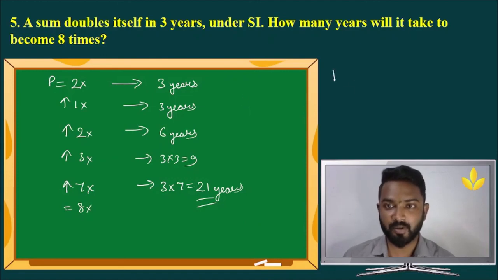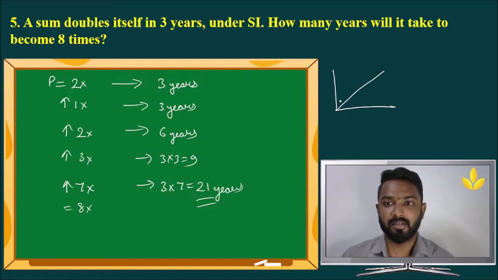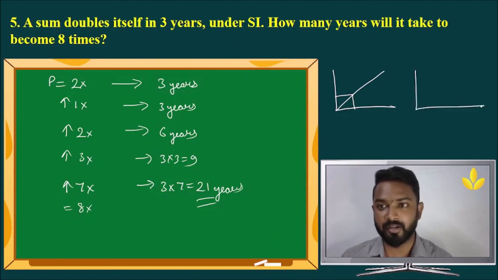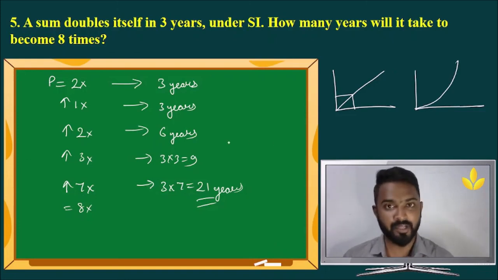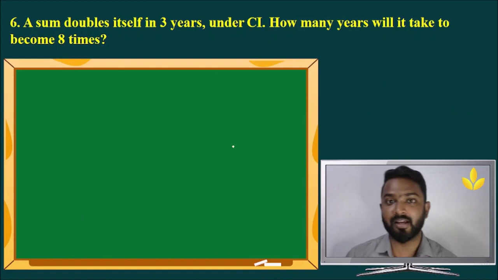Simple interest always is a linear graph like this. The simple interest increases linearly as the time increases, but compound interest increases exponentially like this. Let's do the next question. You'll understand it better. So for the same data under simple interest, it took 21 years. Let's see in compound interest, it will take how long? The same thing but under CI.